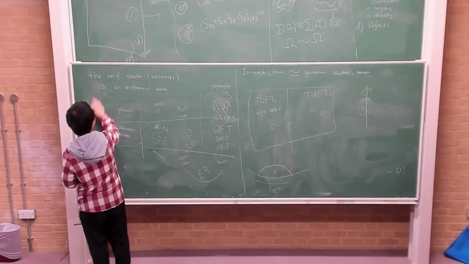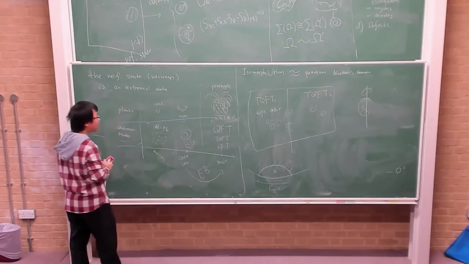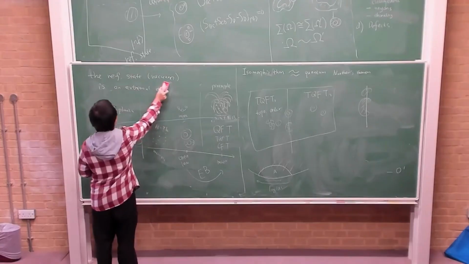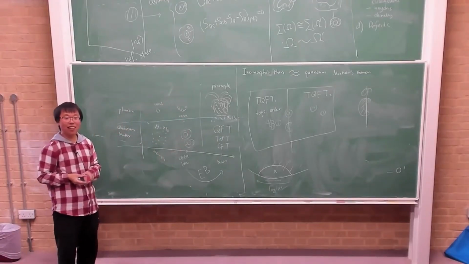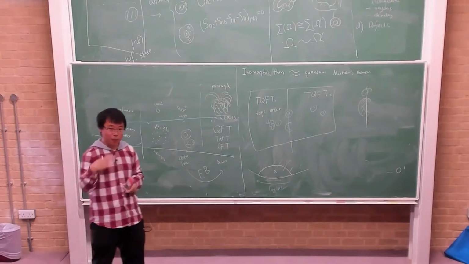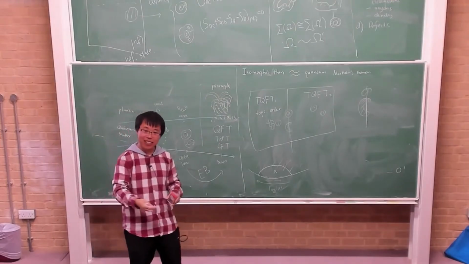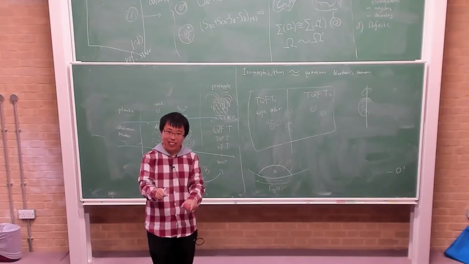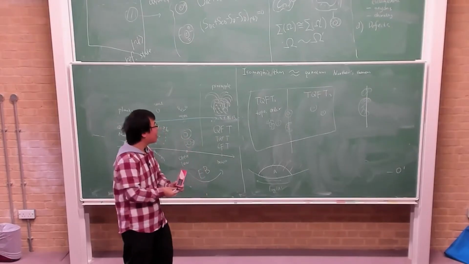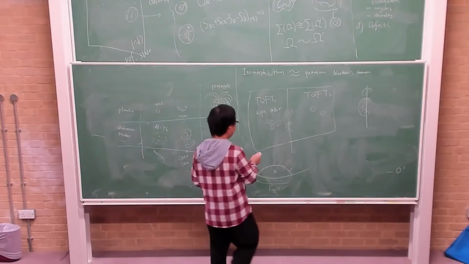What are the equations? Strong subadditivity is not even an equation, it's an inequality. But it becomes an equation if you have a state that saturates the strong subadditivity. Yeah. So the condition is saturating strong subadditivity.